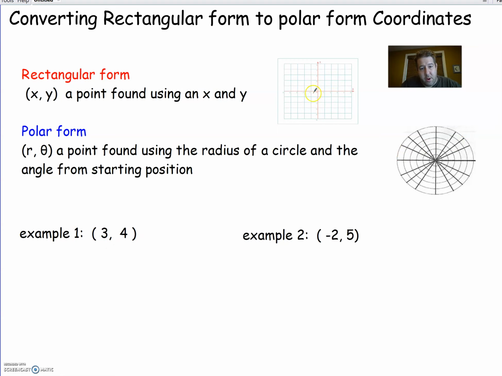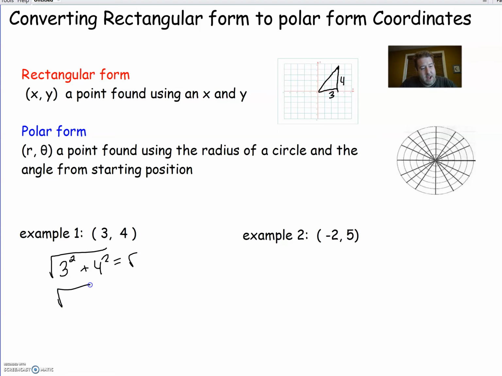Now, 3, 4 on a Cartesian graph, 1, 2, 3, 1, 2, 3, 4, creates this right triangle that you should have done back in Algebra 2. Now, how do I find the radius? How do I find the distance away from the center pole? Well, I use the Pythagorean theorem. This is 3 and this is 4. Then I should be able to do 3 squared plus 4 squared equals c squared, or the square root of that equals c. So that equals the radius.